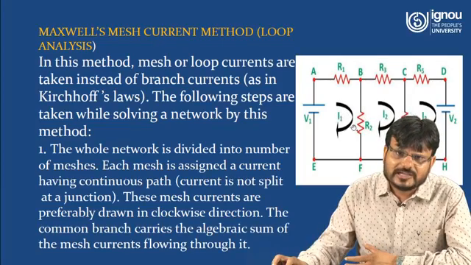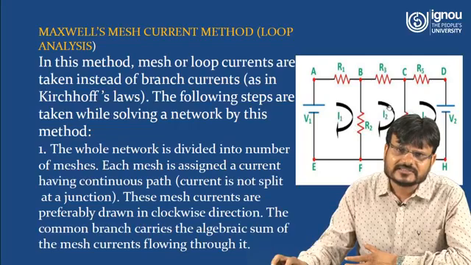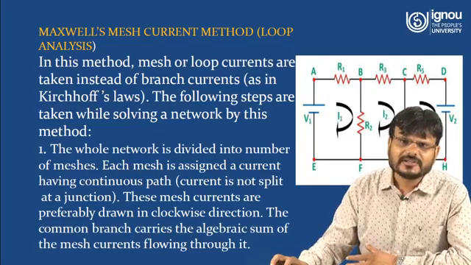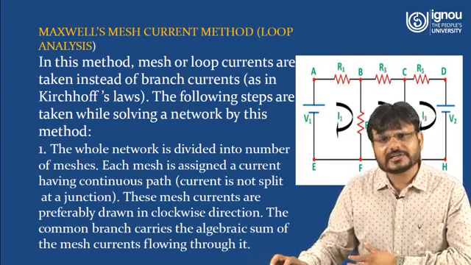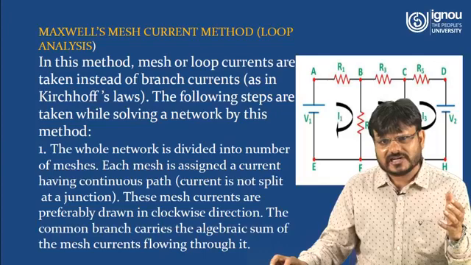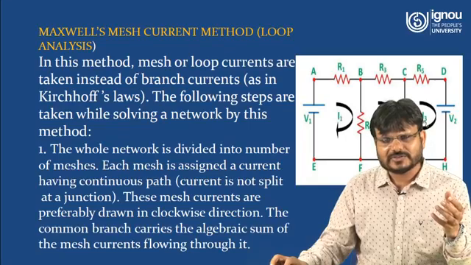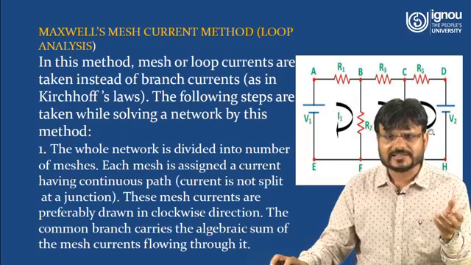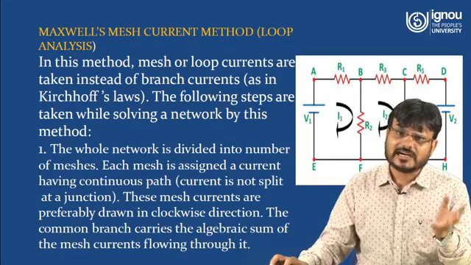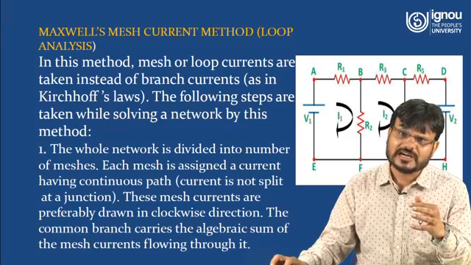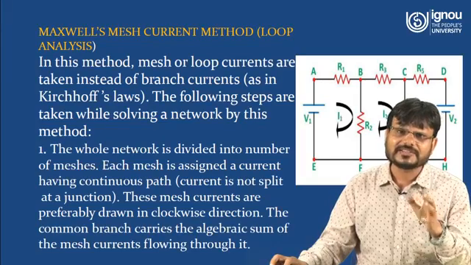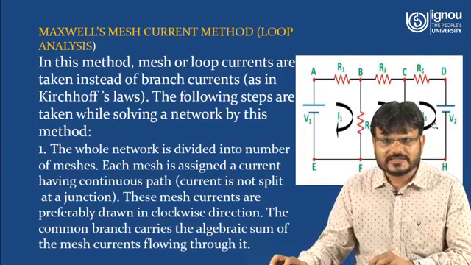Let's assume this I1 current is higher than this current I2. So the current flowing through this resistance R2 is I1 minus I2. Similarly, if you have to calculate the current flowing through this resistance R4, assume this I2 is more than I3, so the current flowing through R4 is I2 minus I3. If this I3 is higher than I2, then the current flowing through this R4 is I3 minus I2.